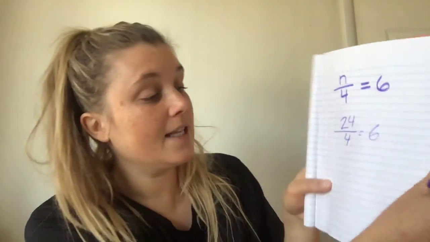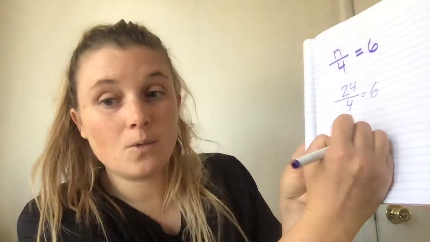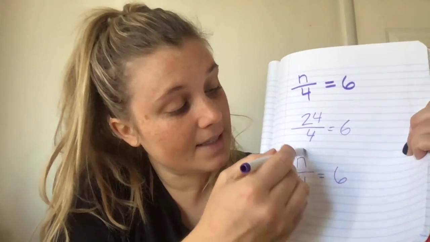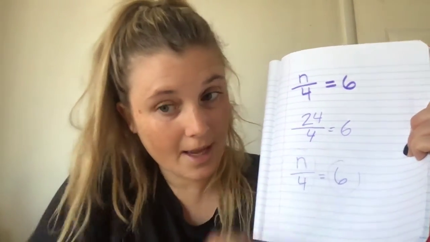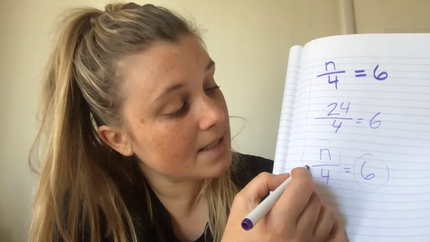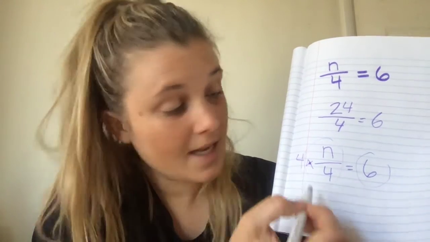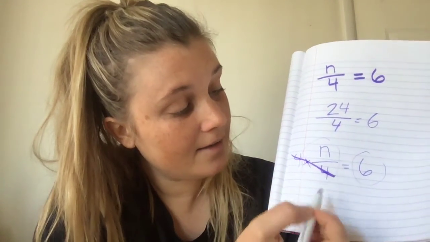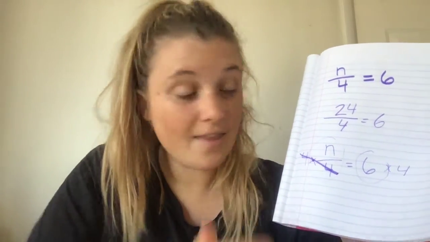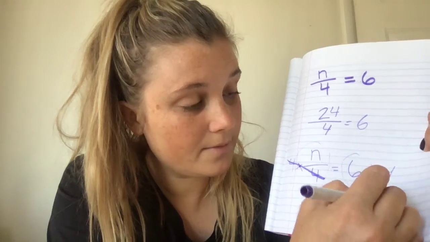So now let's write it like this. n divided by 4 equals 6. Now remember, we're making this side equal this side. You remember that? So we're going to times this side by 4. That's going to get rid of that. And we're going to times this side by 4. And then that's going to give us n equals 24.